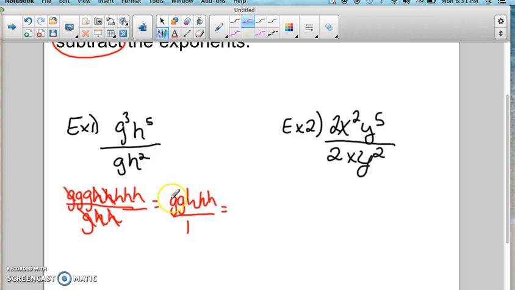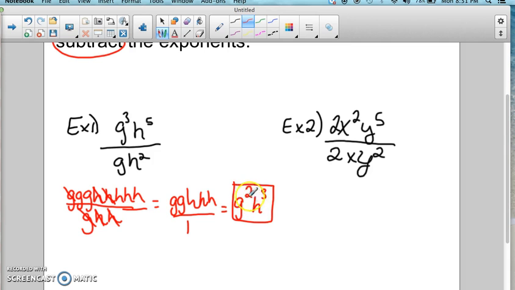So we're going to rewrite it in exponent form. So g times g is really g squared, and h times h times h is really h cubed. And again, when there's a 1 at the bottom, you don't need to write it, so you can leave it just like this. And there's your simplified answer.